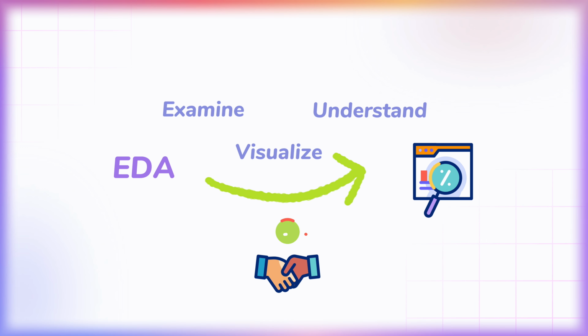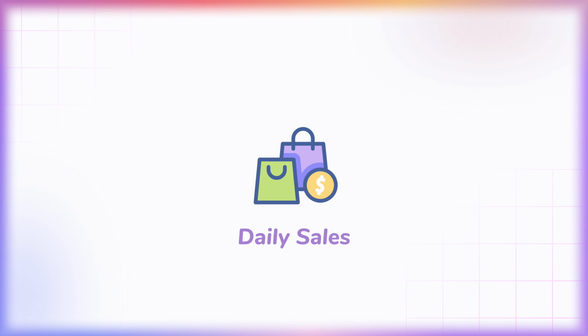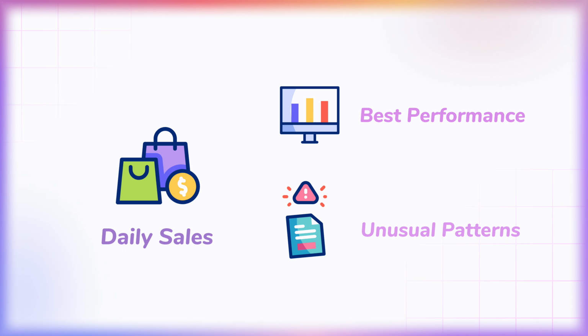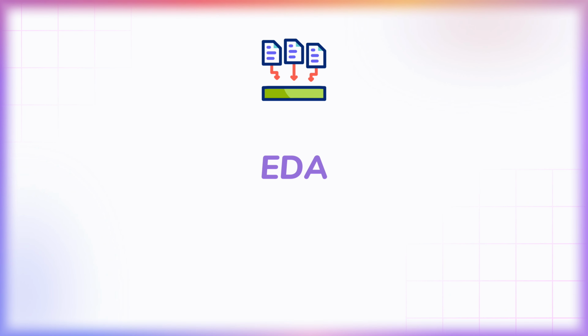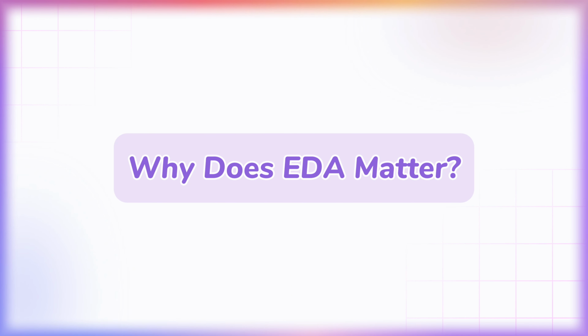EDA is the initial step of data analysis where we examine, visualize, and understand our data set. It's like the getting-to-know-you phase between us and our data. We need to examine the types of variables, how they interact, whether there are missing values, outliers, or inconsistencies, and whether the data itself is even reliable. Taking daily sales data as an example, EDA reveals which days tend to perform best, and what unusual patterns might need a second look. In a word, EDA is about turning raw data into structured understanding, and preparing you for deeper analysis or decision-making. Now, you might be wondering, why is EDA so important?